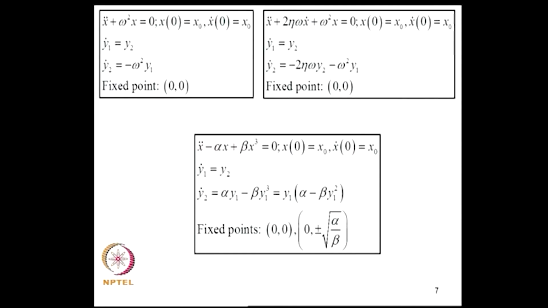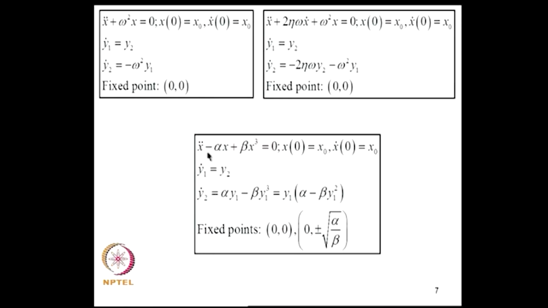What do they mean? So, we will consider some simple examples. A linear undamped single degree freedom system: y1 dot is y2, y2 dot is minus omega square y1. So, y2 equal to 0 and y1 equal to 0 are the fixed points. You consider a damped system, x double dot plus 2 eta omega x dot plus omega square x equal to 0. I have y1 dot equal to y2, y2 dot is equal to minus 2 eta omega y2 minus omega square y1. Again fixed points are y2 equal to 0 and y1 equal to 0. So, origin is a fixed point.